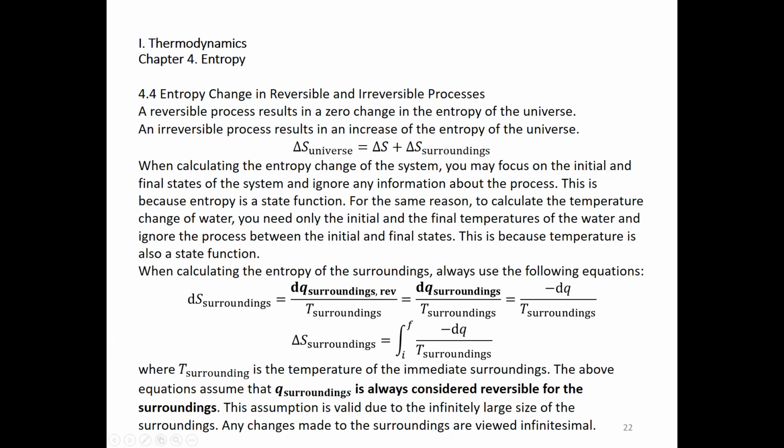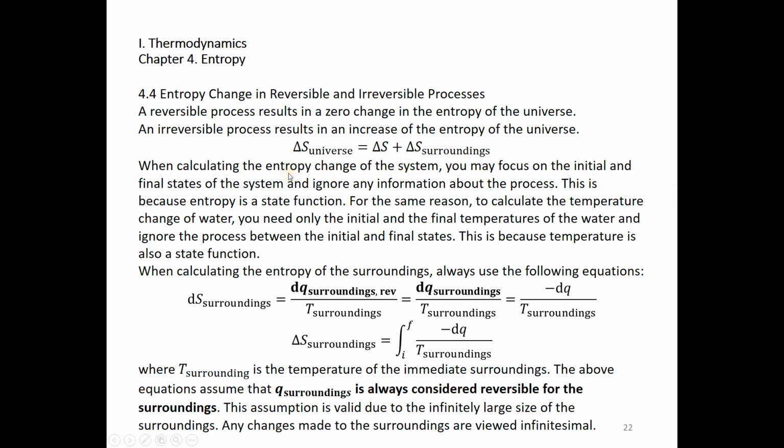Now again, just to summarize reversible versus irreversible. In a reversible process, the entropy of the universe remains constant, and that's why we can reverse it. In an irreversible process, the entropy of the universe increases. That's why we cannot reverse such a process. And again, the total entropy change of the entire universe is the entropy change of the system plus the entropy change of its surroundings.